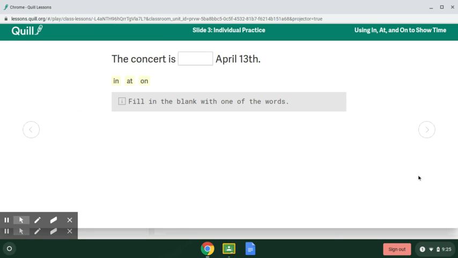Let's look at this example. The concert is blank April 13th. So our three words we're working with this week are in, at, and on. Which word is most appropriate? Which preposition should be used to show when the concert takes place? On. We would use on April 13th because on is used for a specific day or date, and April 13th is a specific date.